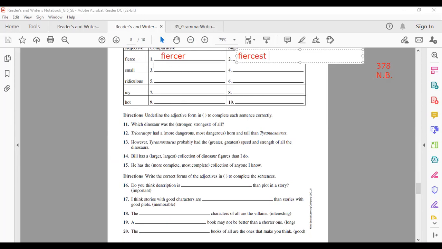Miss, I know. Number 3, small. Hi, Jana. Me? Okay. Small. I want to make it comparative. What should I add? Smaller. Smaller than. Very good. And then make it superlative. Smallest. This is the smallest. Very good, Jana.